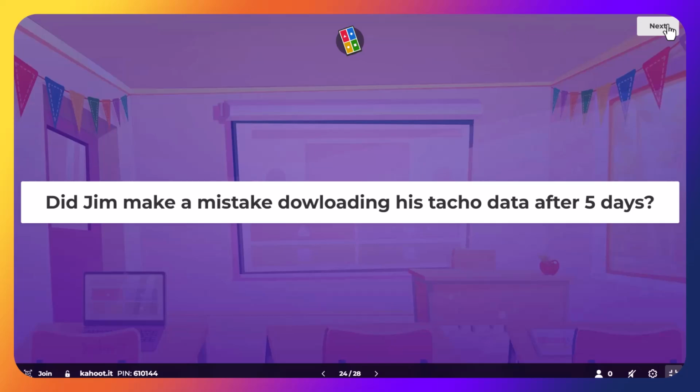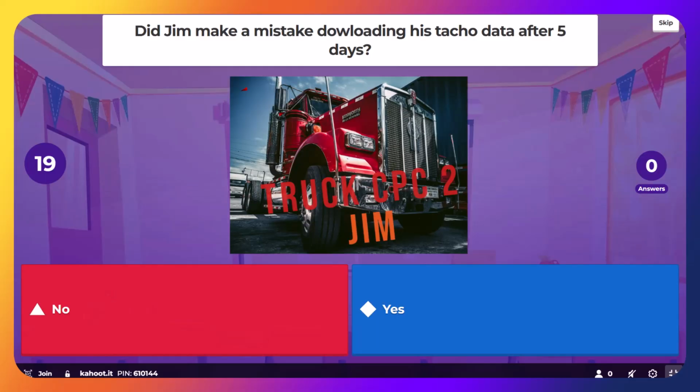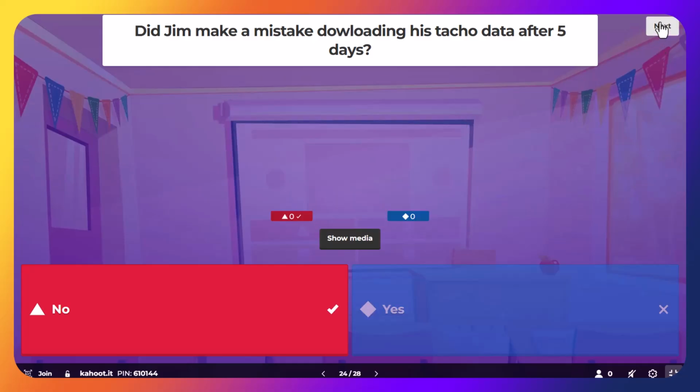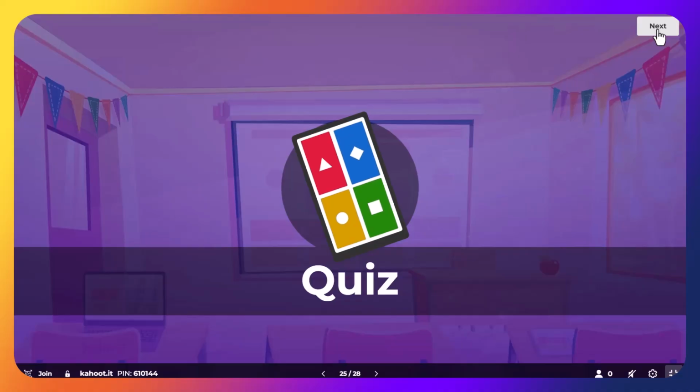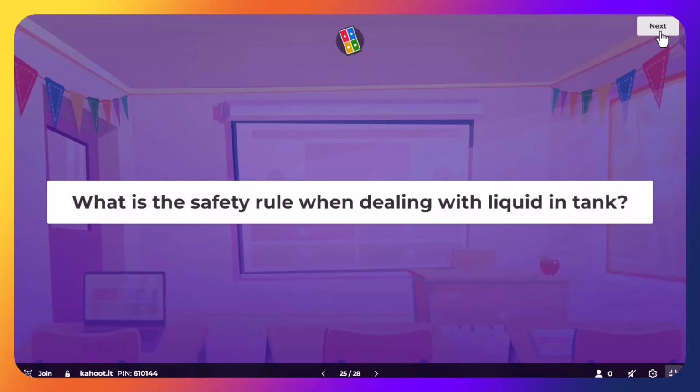Did Jim make a mistake downloading his tacho data after 5 days? No. You can download it after every day if you want to. It's no later than 28 days. It doesn't mean you have to download it at 28 days. It just means no later than 28 days. Download it twice a day if you want to, but that'd be silly.